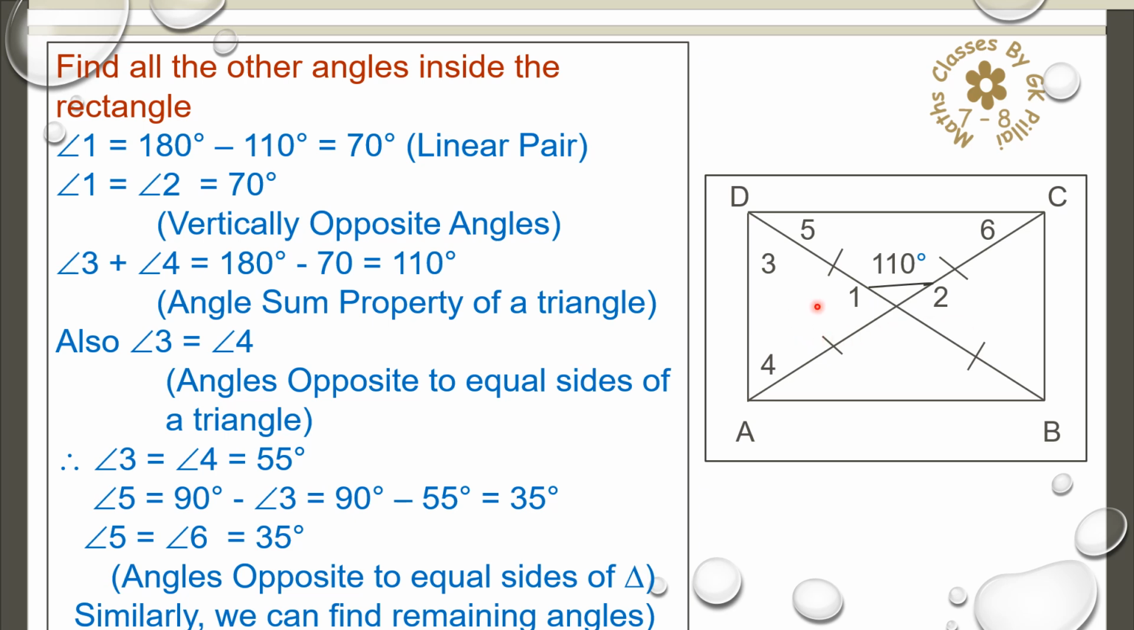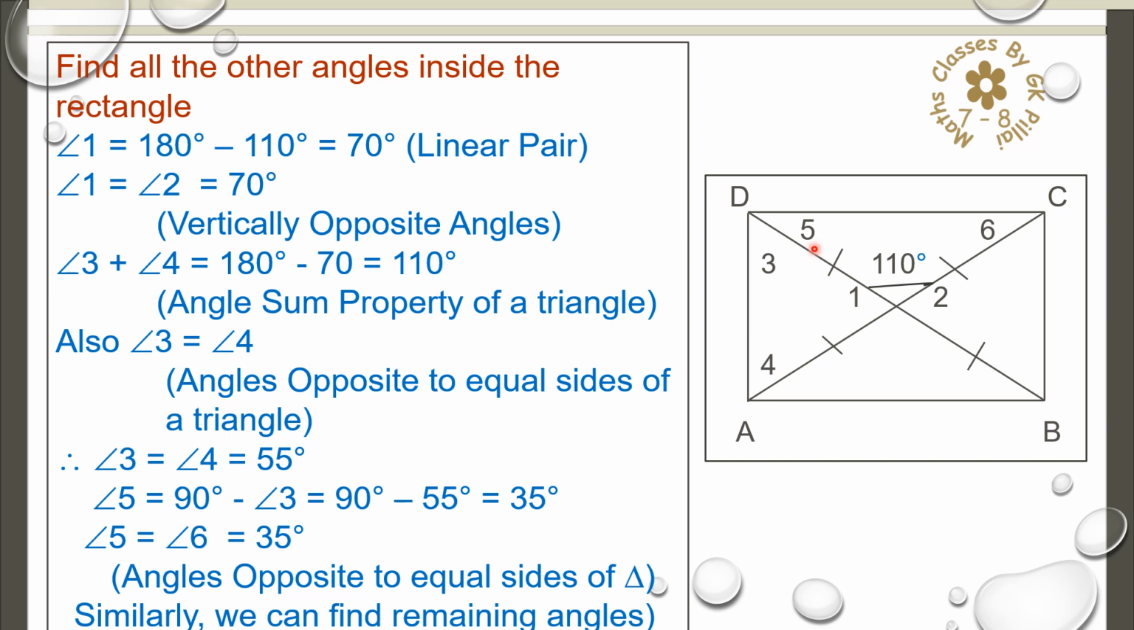Now, in this triangle, we got angle 1 equal to 70 degrees. So, the remaining two angles, angle 3 plus angle 4 will be equal to 110 degrees. And as we have discussed in the previous sum, angle 3 is equal to angle 4. So, we will get both the angles 3 and 4 equal to 55 degrees. Now, we got angle 3 to be 55 degrees. We know the angle in a rectangle is 90 degrees. 90 minus 3, you will get angle 5. That will be 35 degrees.